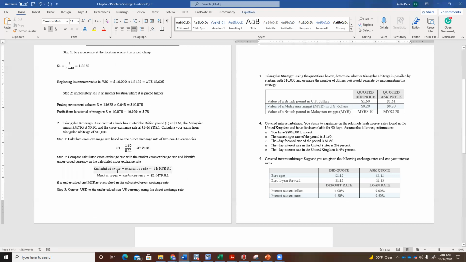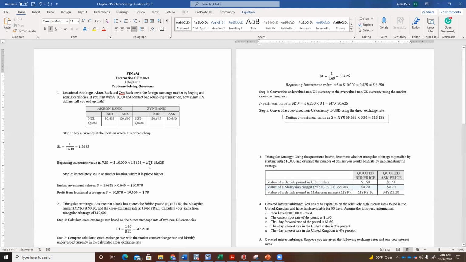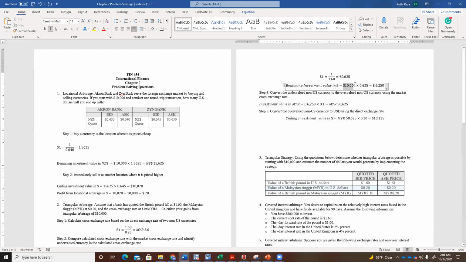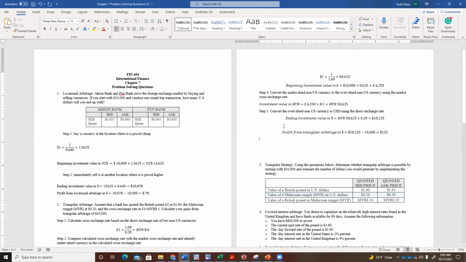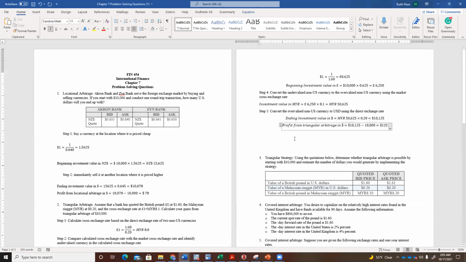Now for your information, we started with how much? We started with $10,000. That's the amount we converted into a pound at the very first step, right? So our $10,000 at the end of our arbitrage cycle is now 10,125. So our profit from this triangular arbitrage in US dollar is $125.